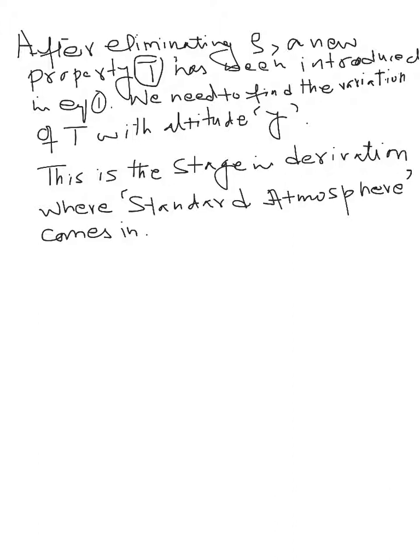The standard temperature variation has been categorized into 3 regions. The first region is commonly known as the troposphere. If you remember the curve that we have drawn, that is the 36,000 feet height, and up to this height the temperature varies linearly. So we are going to consider this variation.